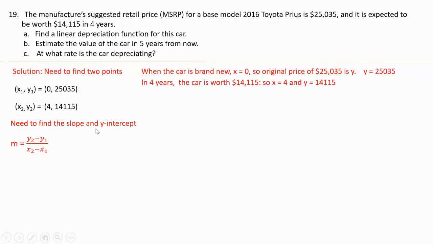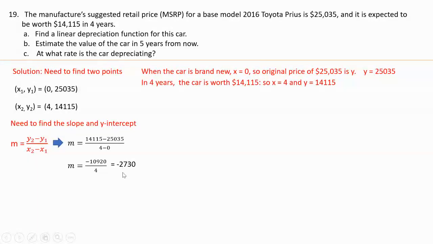So I need to find the slope and the y-intercept. Right, so this is x1, y1, x2, y2. So it's going to be y2 minus y1, so 14,115 minus 35, over x2 minus x1, which would be 4 minus 0. This will give us negative 10,920 over 4. We divide the negative 10,920 by 4, which is going to give us negative 2,730. So the car, guys, is going down by this amount every year.